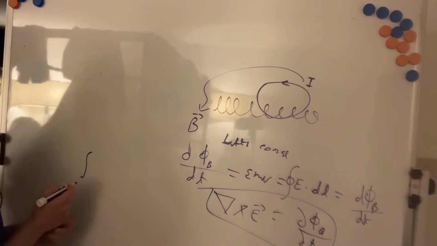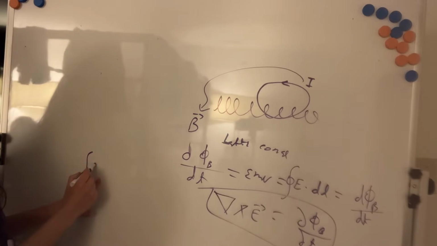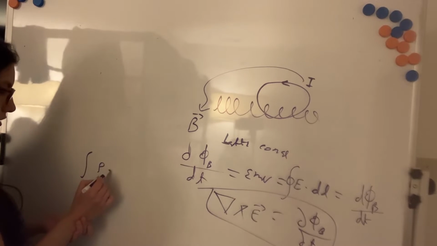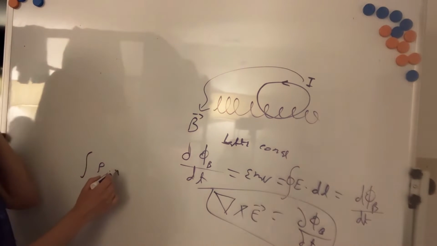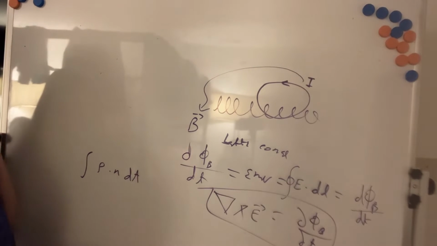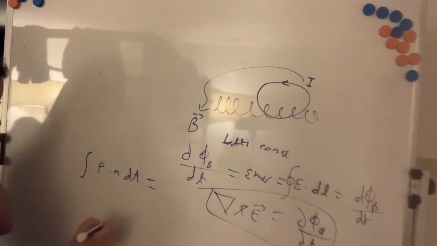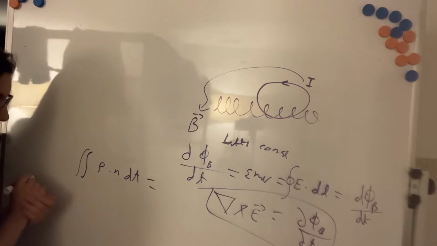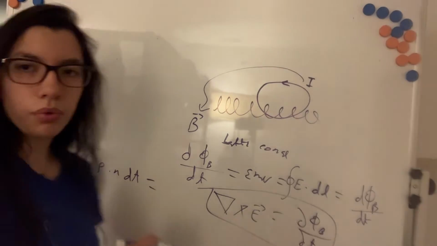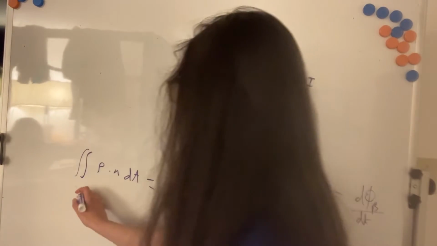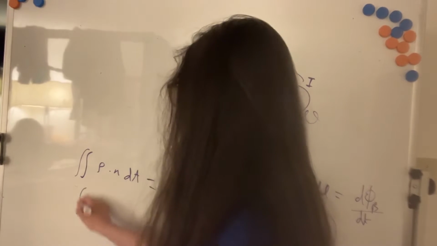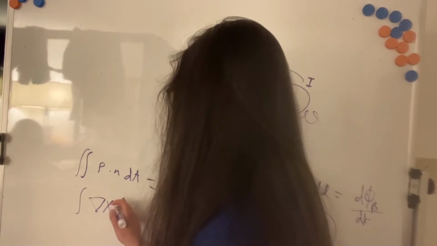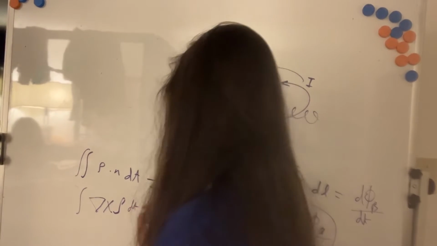integral of a vector, could be any vector, let's say the vector P, times the normal vector dA. This is the integral, but because we have the dA, you could also write it as a double integral because it's a surface integral. But this is equal to the double integral of the curl of the vector, or the circulation of the vector.